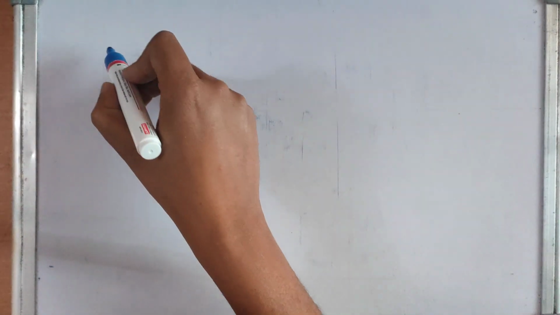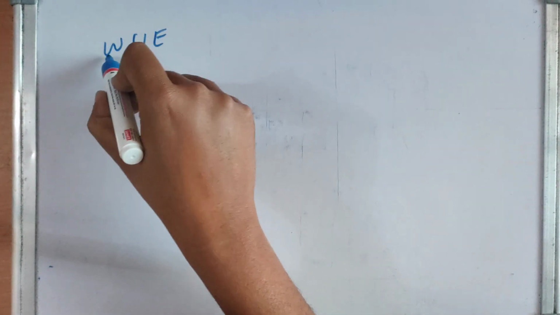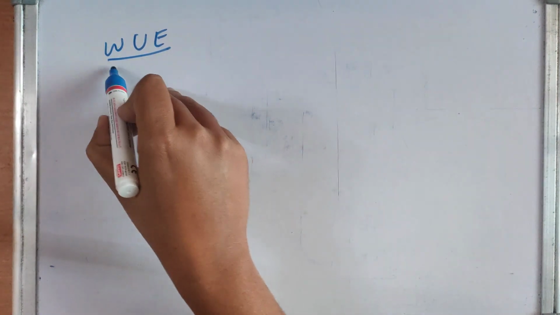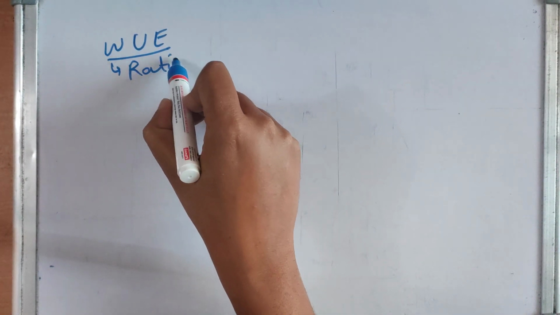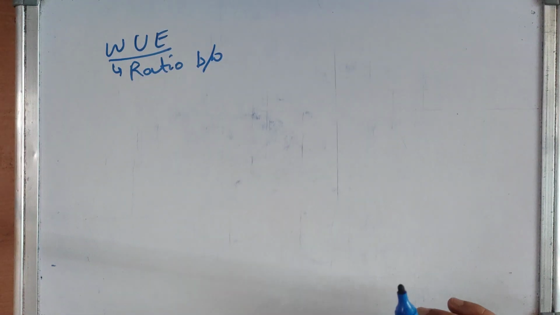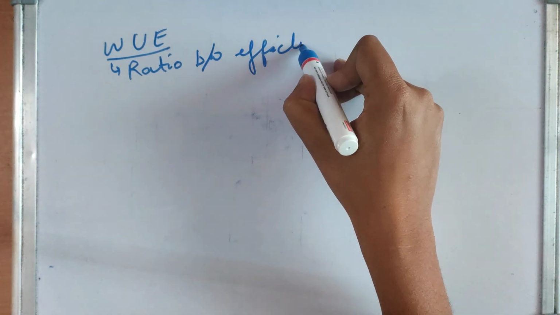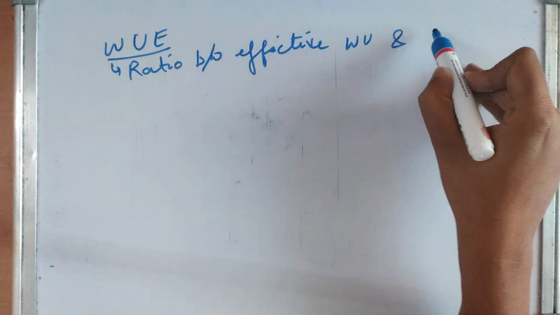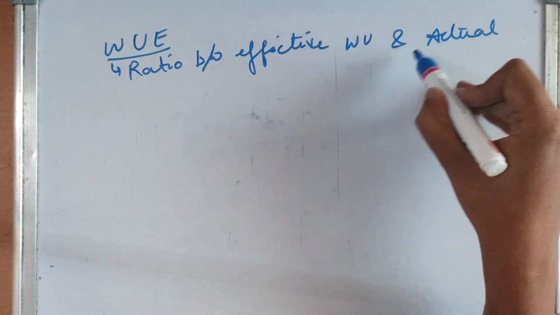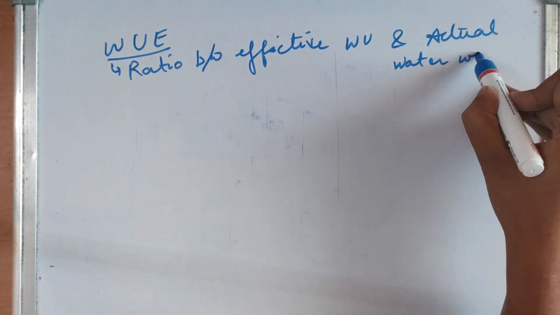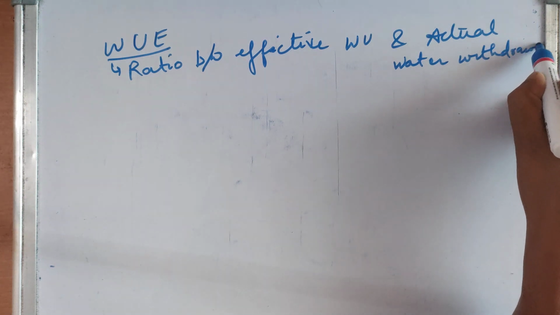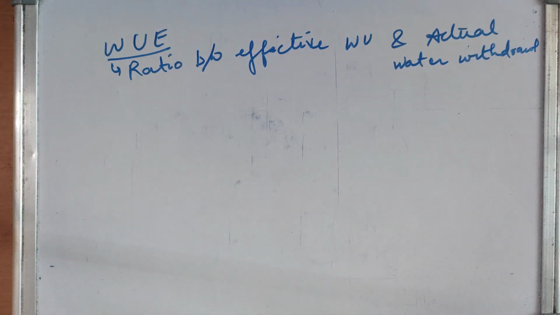So what is water use efficiency? It is the ratio between effective water use and actual water withdrawal. What this means is how much water we are withdrawing and how much of the withdrawn water we are using effectively. That is water use efficiency.